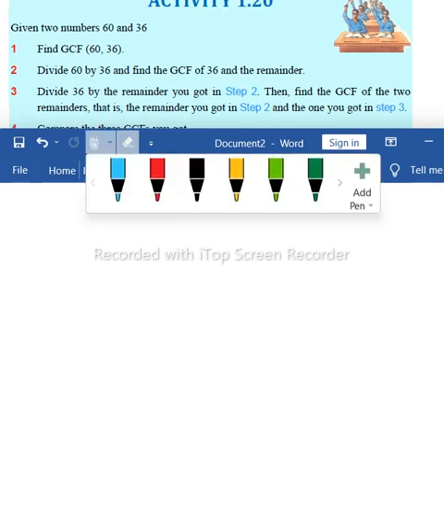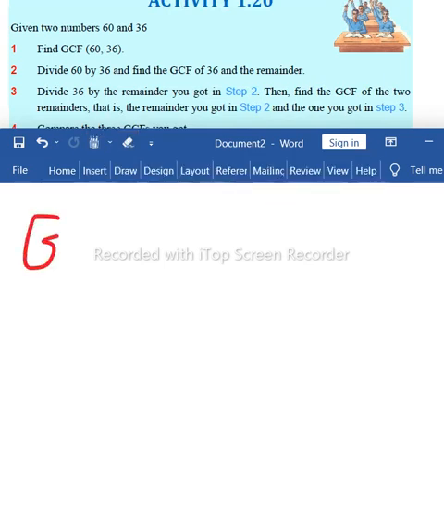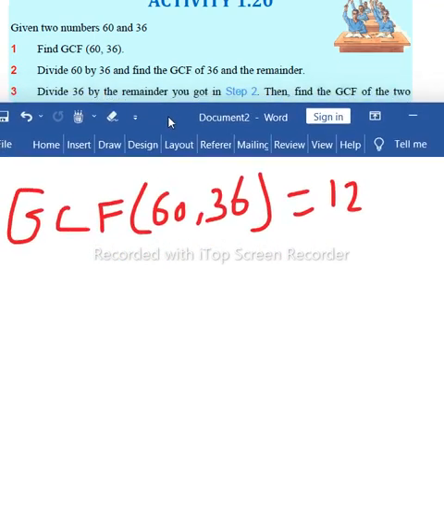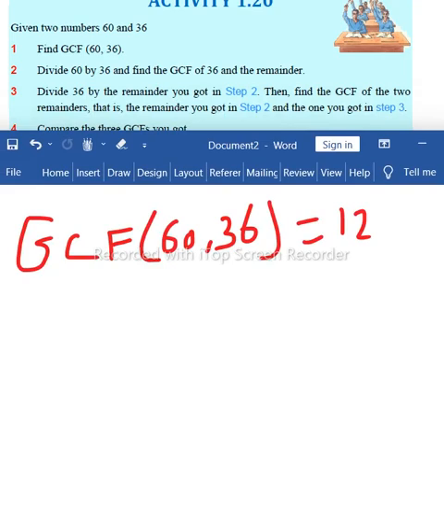The GCF, greatest common factor, of 60 and 36 is 12. You can find this in the previous question we did on our YouTube channel, which you can find by subscribing to the channel.